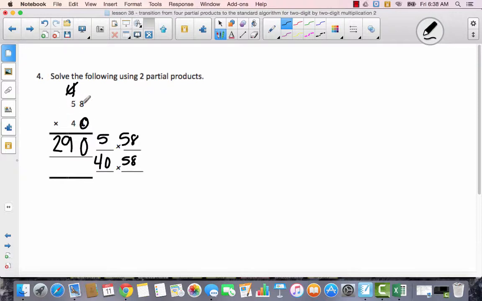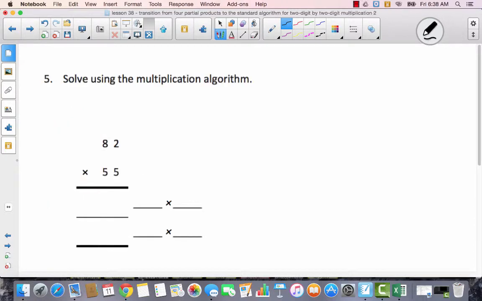And I'm doing 58 times 40. So I'll go ahead and put down my 0. 8 times 4 is 32. 5 times 4 is 20, plus 3 is 23. So when I add this together, I have 0, 11, 6, and 2. I have 2,610.